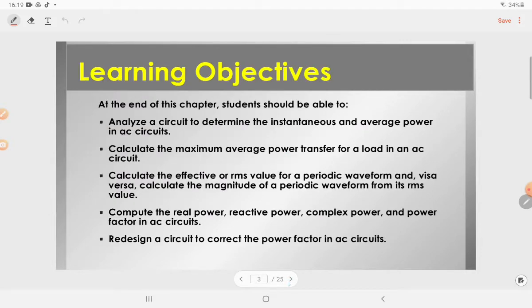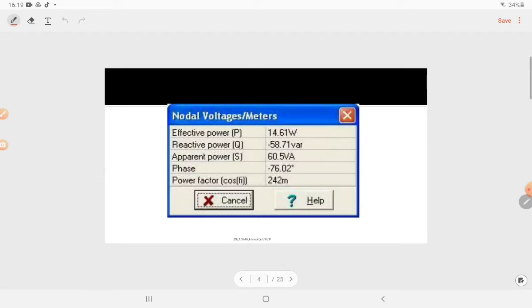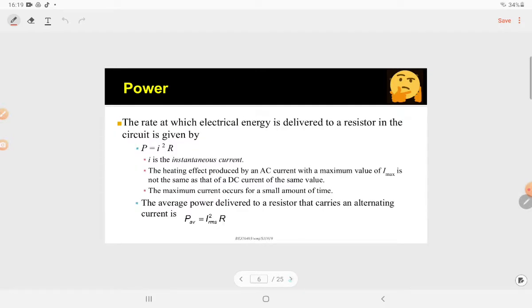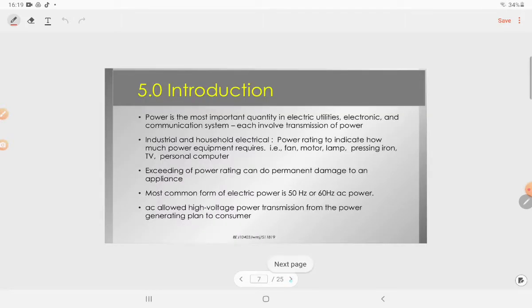Okay, so I go straight away. I think this one you can do some revision on, because you already learned this one. This is about power.